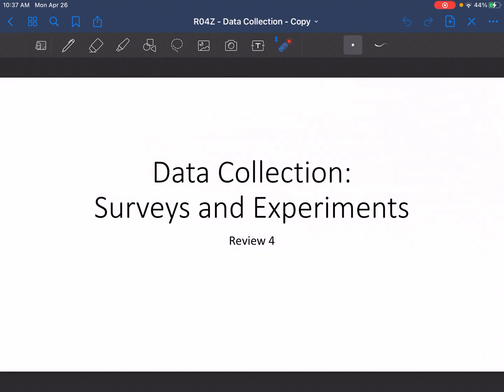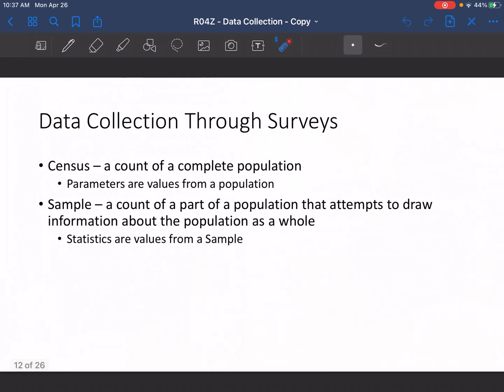All right, guys, in this lesson, we're going to be looking at data collection through two types of ways. First through surveys and then through experiments. So let's just look at data collection through surveys. And there's a couple ways that we can basically gather our data or gather our numbers through surveys.